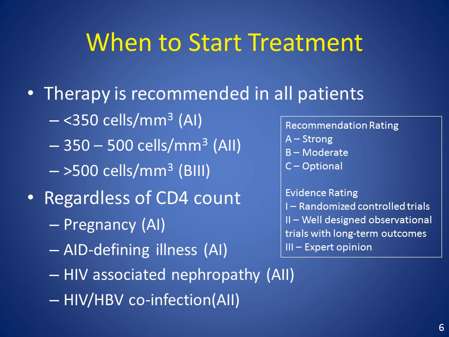In addition, the guidelines state that patients that are pregnant, patients that have had AIDS-defining illnesses, such as other types of infections like pneumocystis pneumonia, need to be started on medications. Again, patients with HIV kidney disease and patients that have co-infections with hepatitis B need to be started on medications right away.